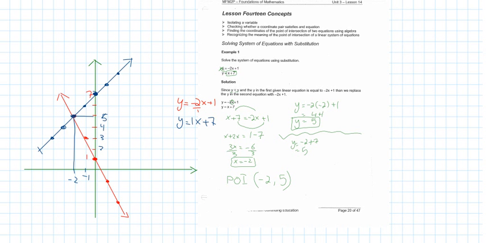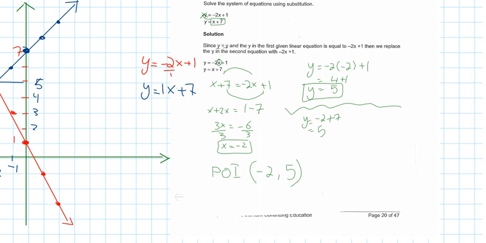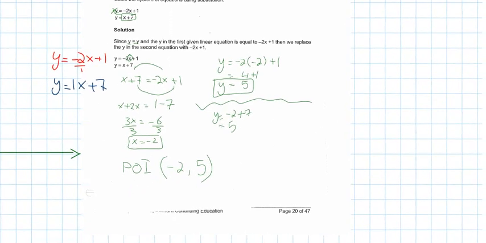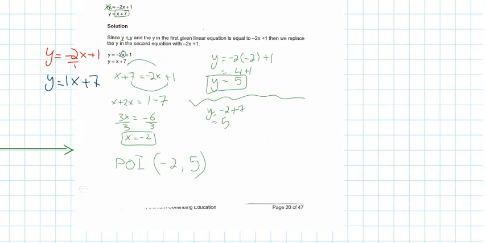So the steps for substitution are the following. First, if the equations are already isolated, like you guys have seen in this case where you have y equals something and y equals something, then what you have to do is substitute one of the equations in for y. And then isolate for x. This is the whole idea behind it. Okay?